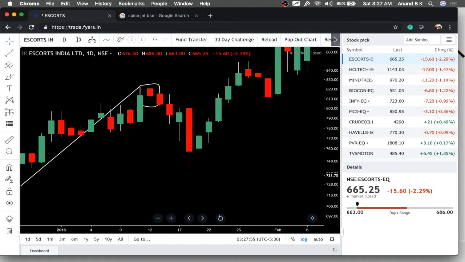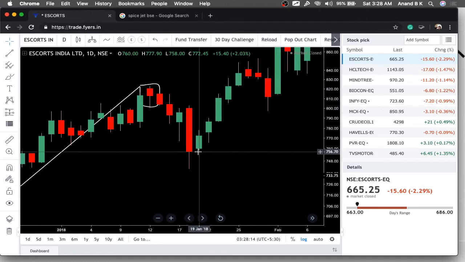So when you see this kind of a hanging man coming into play, the next day, if it is opening below, or if it opens and closes below the close of the hanging man, it gives you additional confirmation that the trend is probably going to change downwards.